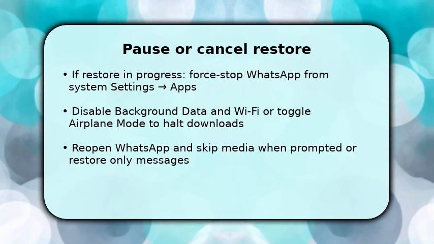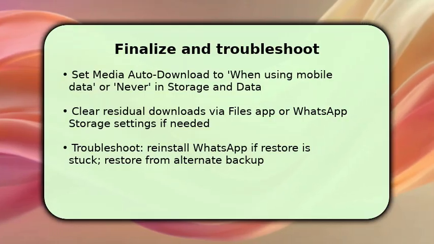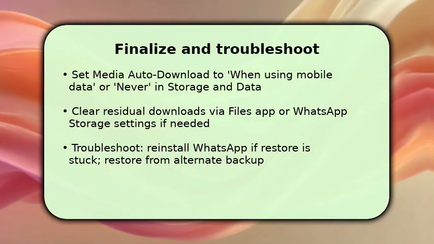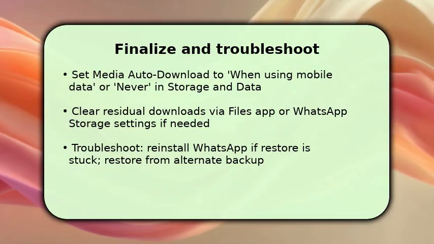Once you've stopped unwanted media, permanently prevent future auto restores by changing media auto download to manual for photos, audio, video, documents. You should also clear any partial downloads from the Files app or WhatsApp storage settings to free space.